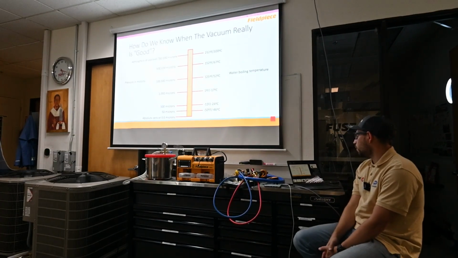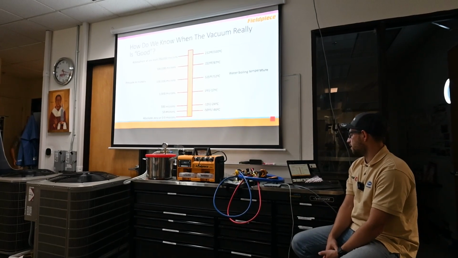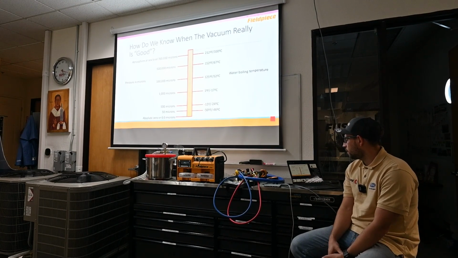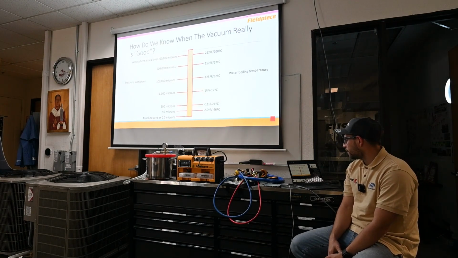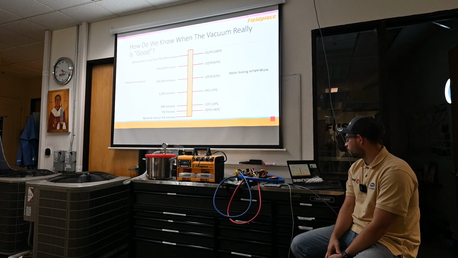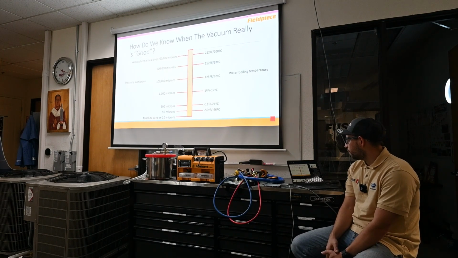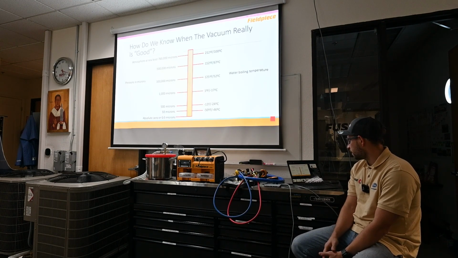How do you know when the vacuum really is good? For example, atmosphere at sea level is 760,000 microns. It matches 212 Fahrenheit. 500,000 microns matches 152 Fahrenheit. And for example, 500 microns is -12 Fahrenheit or -24 Celsius.